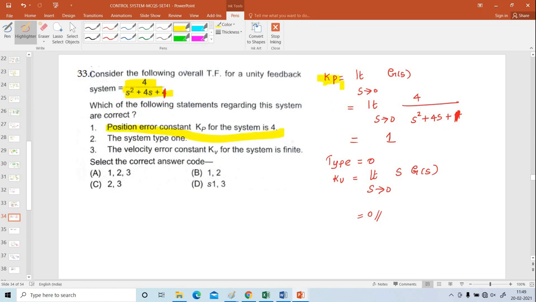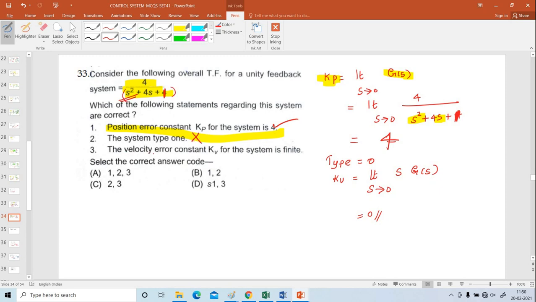First of all, I am going to find out Kp. Kp is the limit as s tends to 0 of G(s)H(s). H(s) is 1, so G(s) is 4 divided by s^2 + 4s + 1. Putting 0 for s, we get 4 divided by 1, which is 4. So Kp equals 4, this answer is correct. And next, the system is type 1. Here, type means the number of poles at the origin. There is no pole at the origin, so this is wrong.